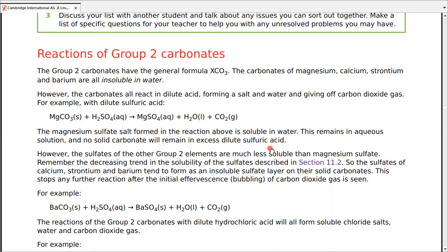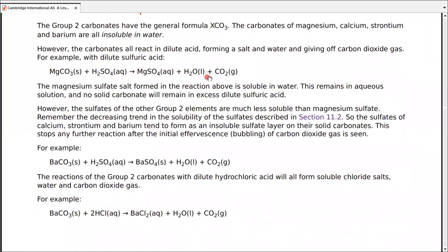The carbonates all react with dilute acid, forming a salt and water, giving off carbon dioxide. I hope you remember from IGCSE, whenever carbonate salts react with an acid, it produces a salt, water, and carbon dioxide. We used this as a test for carbonates, because they produce carbon dioxide. We further tested carbon dioxide with lime water. The lime water turned milky. So this was taken as a test back in IGCSE.